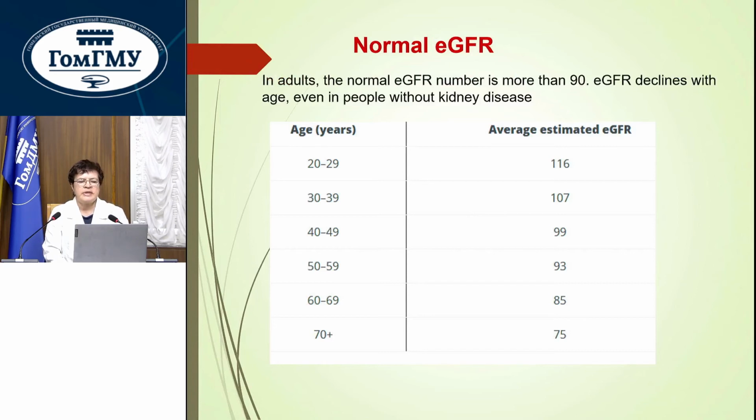Here you can see the normal estimated glomerular filtration rate according to age. In adults, the normal estimated glomerular filtration rate is more than 90. Estimated glomerular filtration rate declines with age, even in people without kidney disease. Here you can see that at age 20 to 29, the average estimated glomerular filtration rate is 116. At 60 to 69 years, the average is about 85.